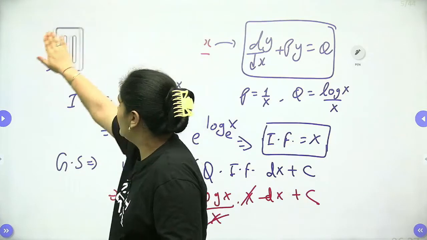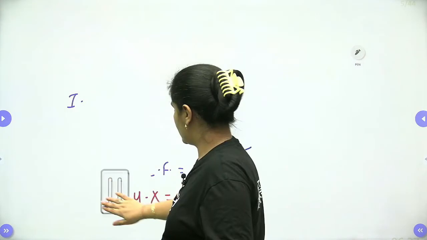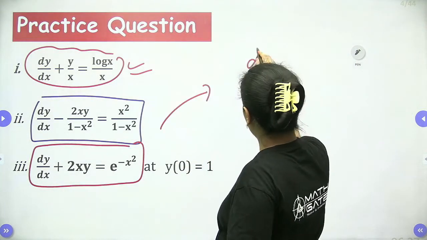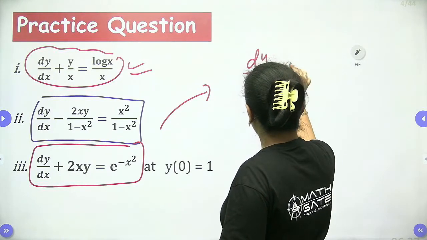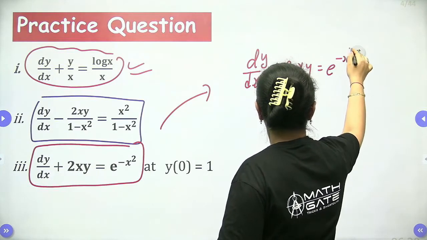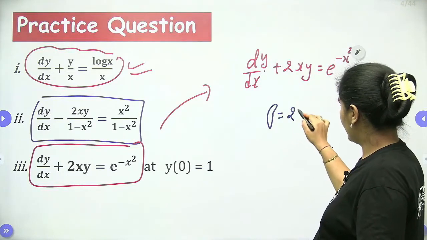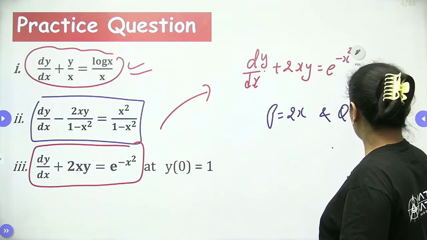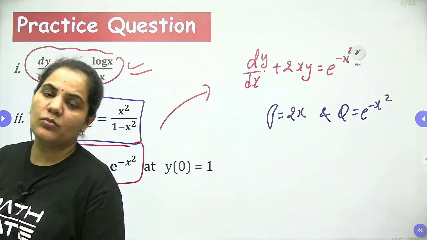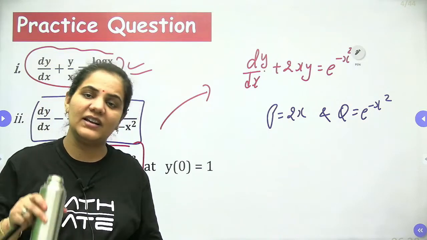Let me write it down here only. For the next example, we have some points also. We can find the constant term also, right? So let's approach here. It will be dy by dx plus 2xy is equal to e to the power minus x square, right? So from here P is equal to 2x, and Q is equal to e to the power minus x square. So here we have both P and Q, my dear students. We can approach the question. We have P and we have Q also. We can find the integrating factor.